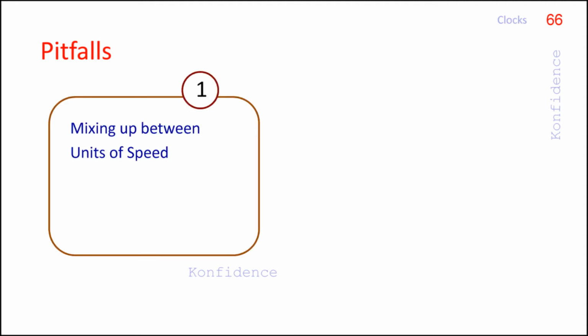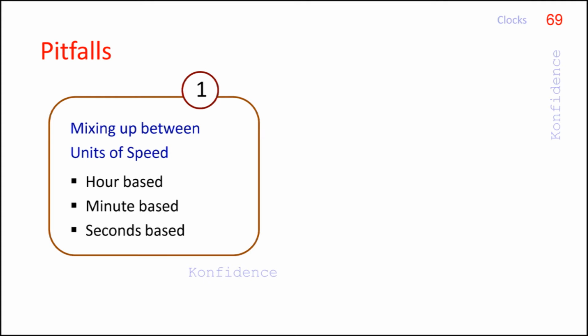First, there are three types of units in the measurement of speed. First based on hour, second based on minute, and third based on seconds. There is a fair chance that there is a mix-up between these units. It is to be avoided. Always use one of these three as the unit and stick to it. When in need of a change, convert only at the end and not in between.